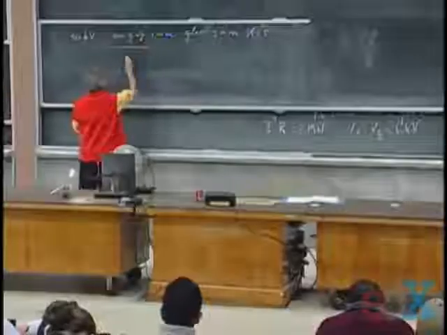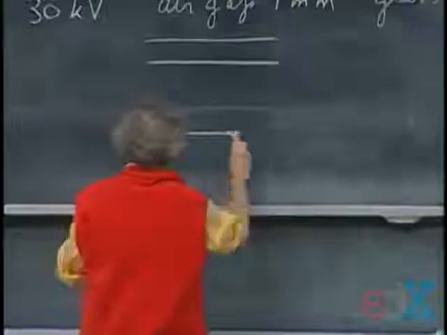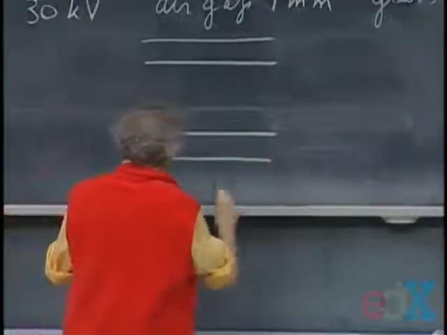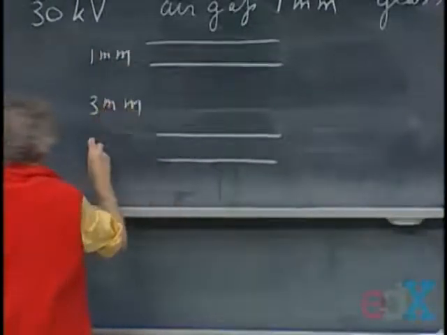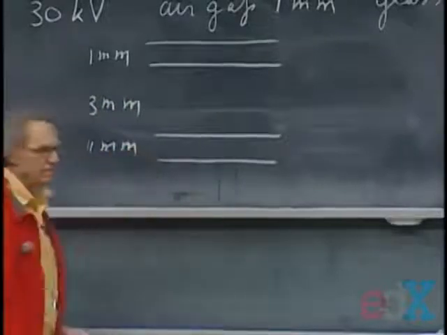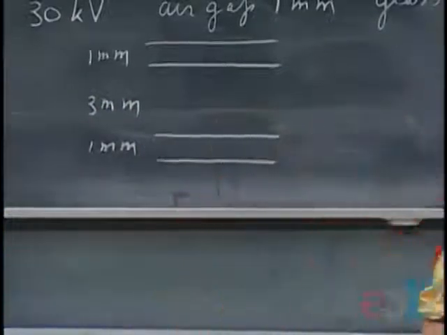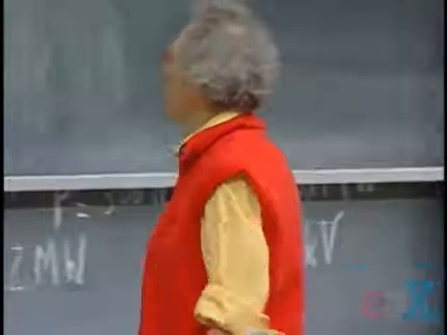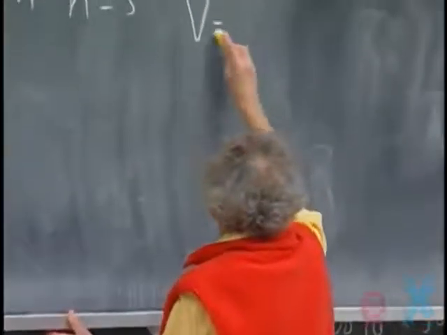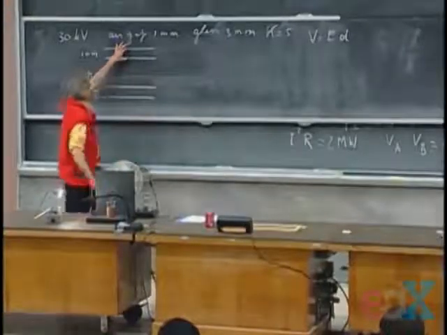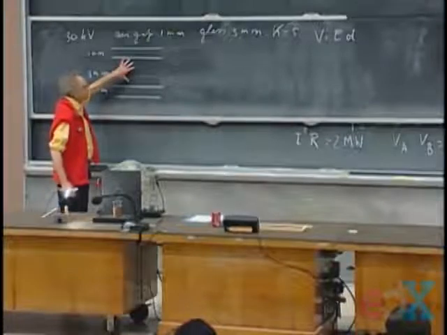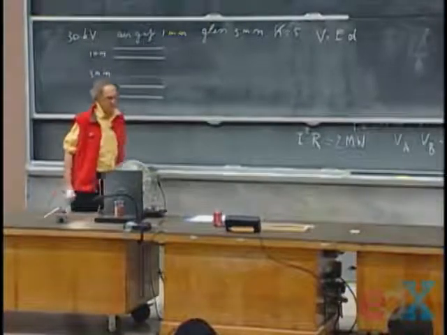So now I have here the conductor on the outside, this is the glass, and this is the conductor on the inside. So this is 1 millimeter thick, this is 3 millimeter thick, and this is 1 millimeter thick. And the potential difference over the whole thing is going to be 30 kilovolts. But I know that the potential difference is always E times D. That holds for this gap, the local E times this D, the local E times this D, and the local E times that D.